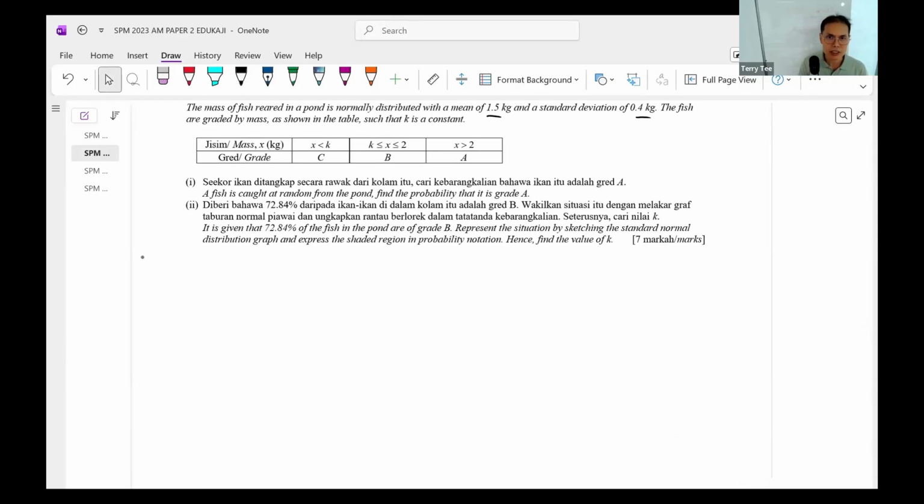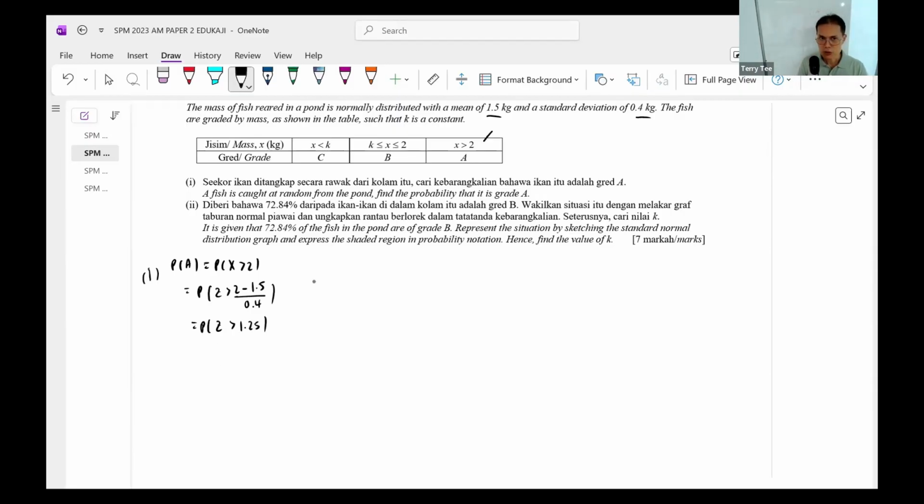Okay, grade A means more than 2. So the mass is more than 2. Let me write here. This is grade A when it is more than 2. So let's standardize. Take 2 minus your mean. What's your mean? 1.5. What's your standard deviation? 0.4. So 2 minus 1.5 is 0.5. 0.5 divided by 0.4 is 1.25.